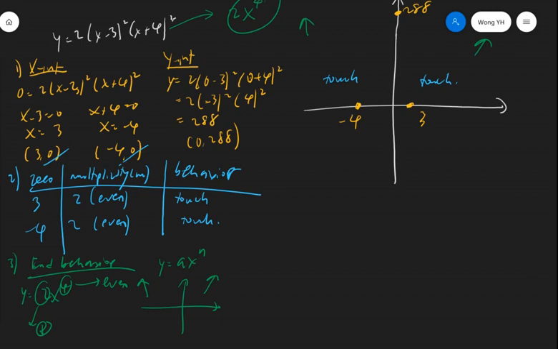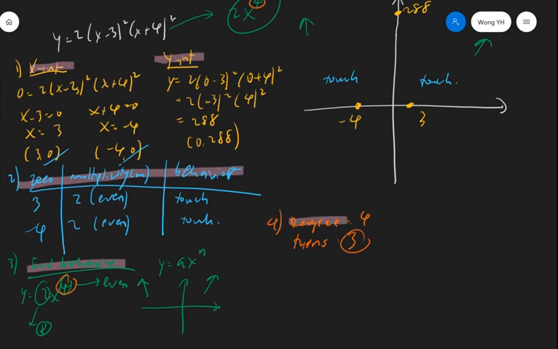Lastly, we're going to find out the degree, and because of that, we can find out the turns. So the degree is actually 4. Turns will be 3. So the graph will have to show 3 turns maximum. So with all this information, I summarize again: x-intercept, y-intercept, zeros, multiplicity and behavior, end behavior, degree, and turning.